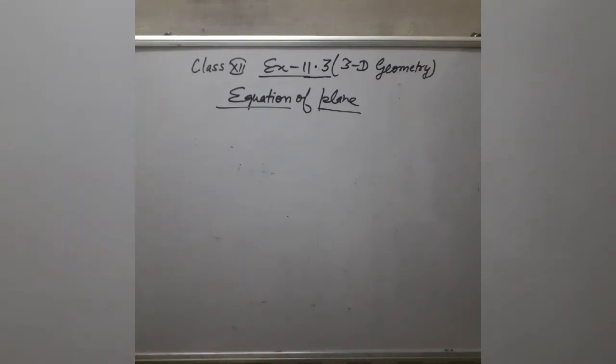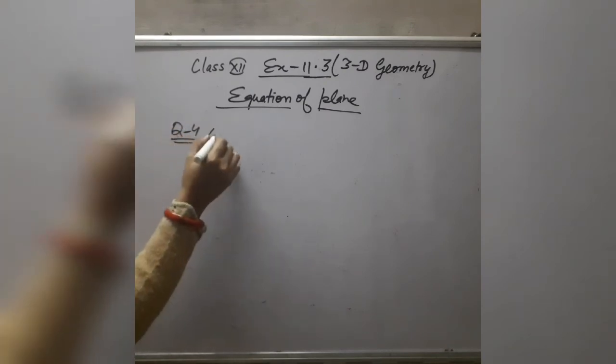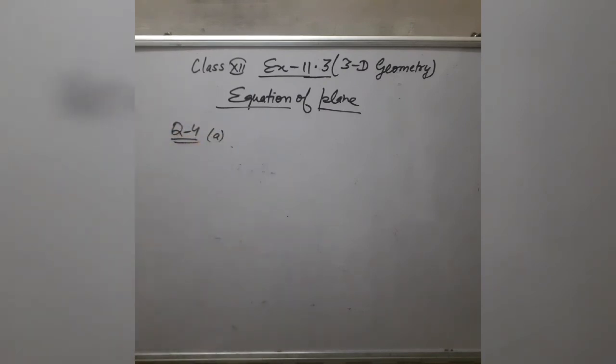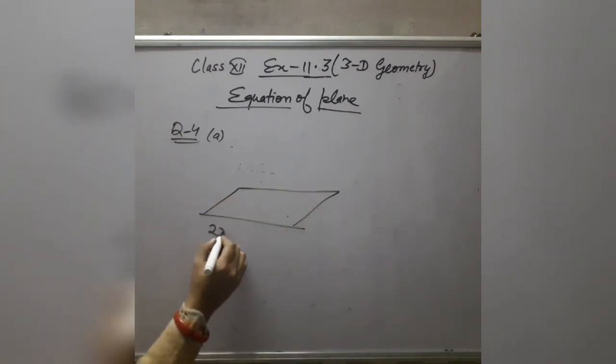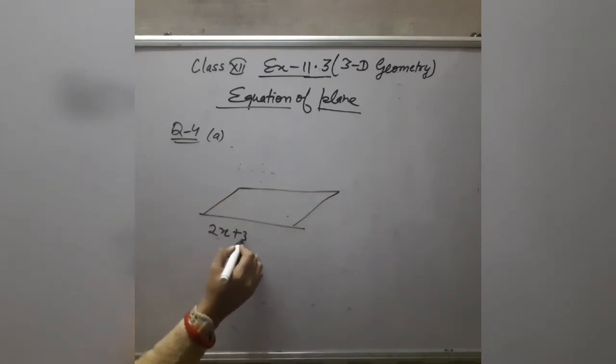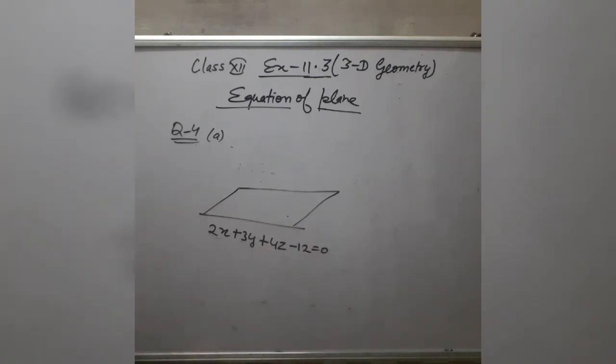Now in question number 4, in the following cases, find the coordinates of the foot of the perpendicular drawn from the origin. Now see, this is an important question, listen to it very carefully. The equation of the plane is given to you: 2x + 3y + 4z - 12 = 0. Now find the coordinates of the foot of the perpendicular drawn from the origin.